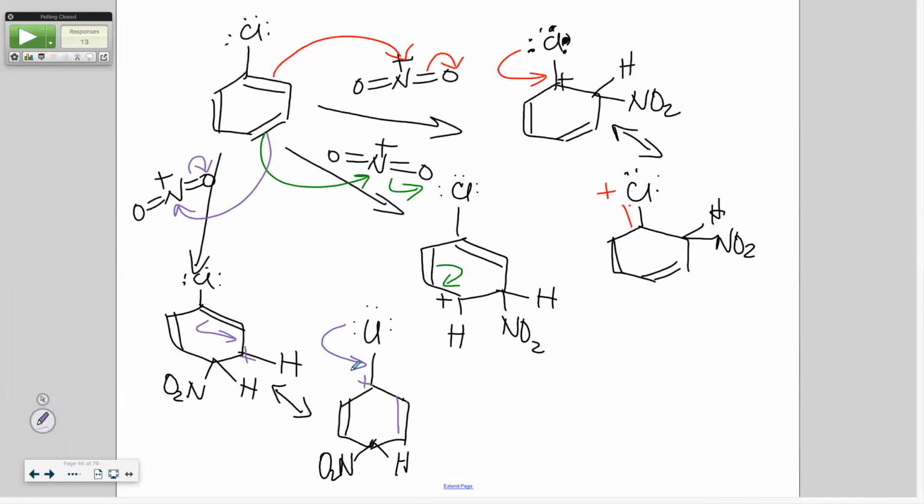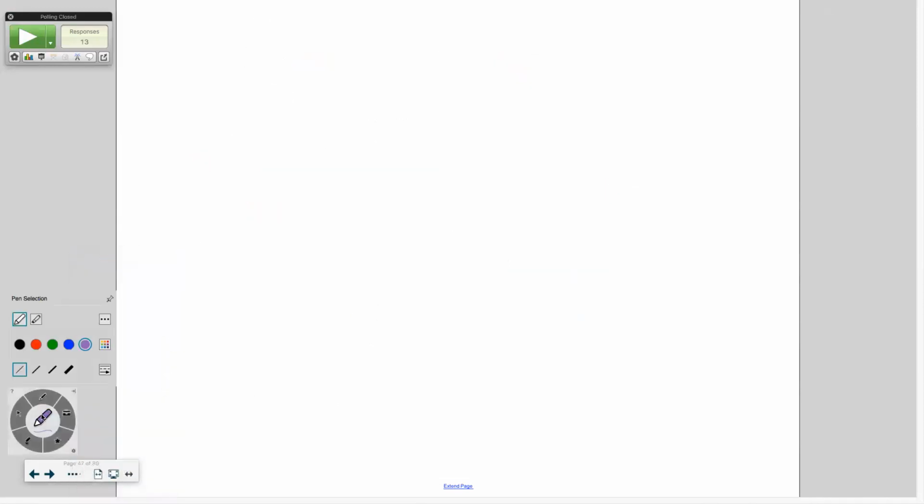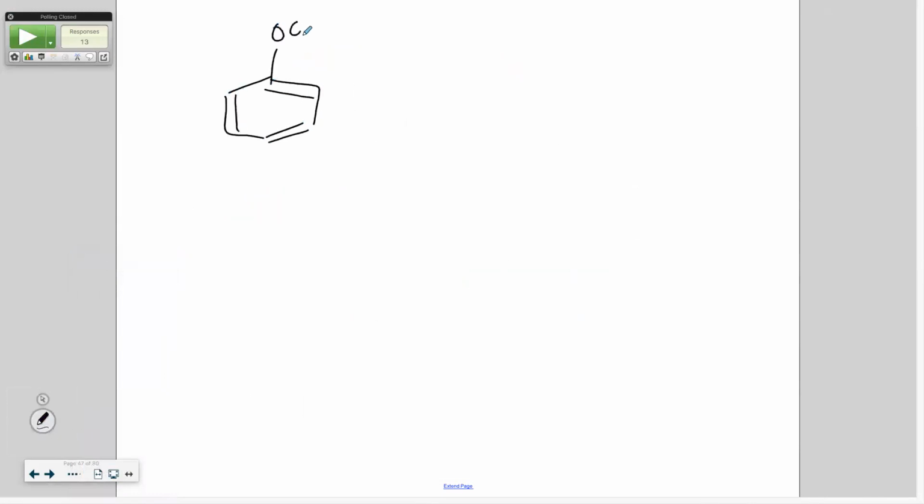When you have the O groups, like the OH and the OR, those things are going to also do this exact same thing. So we'll draw one of those out since we didn't do it earlier. So if you have, and let's just go for the good old nitro.